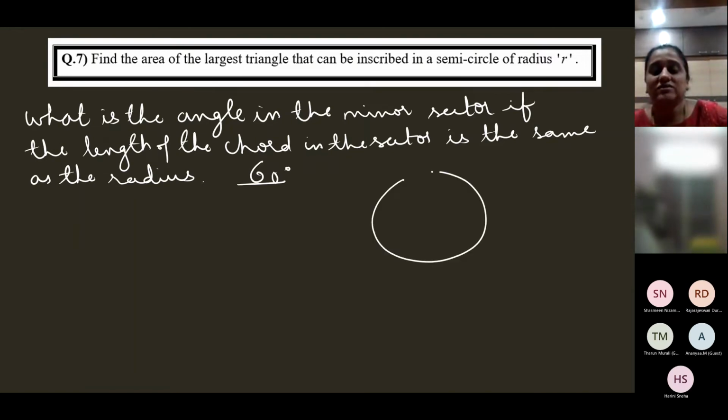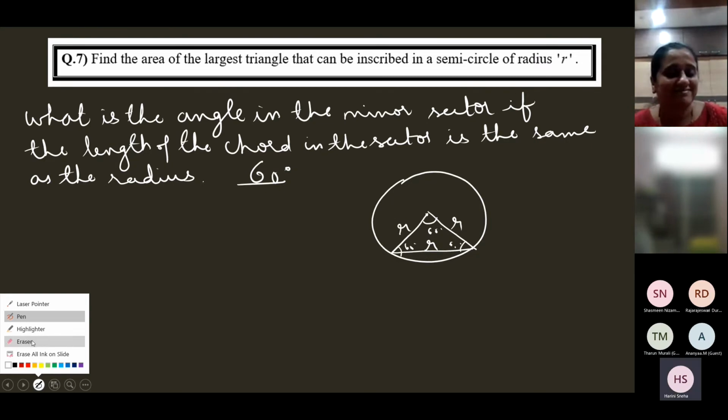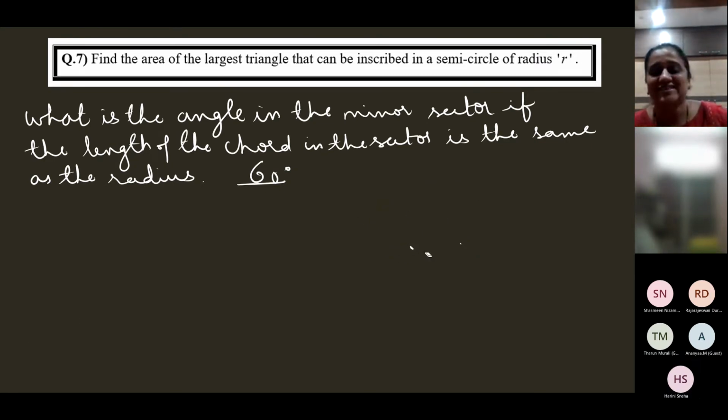Okay, so circle, sector, minor sector. This is the chord in the minor sector. So the length of the chord is the same as the radius. So this is the radius. The length of the chord is also the same as the radius. So that means it's an equilateral triangle. So the angle in the sector is 60 degrees. In fact, everything is 60, 60, 60. Very good. Harini or Sneha? Who was that? Harini, ma'am. Harini. Okay, very good.